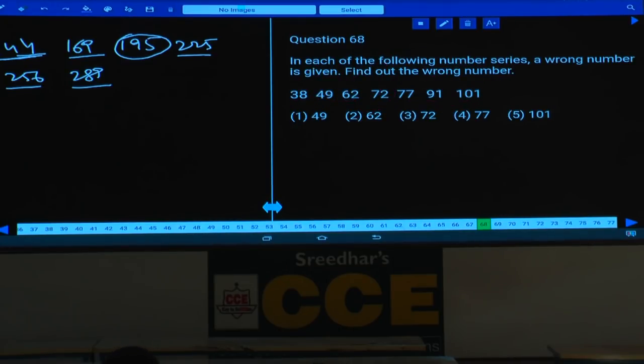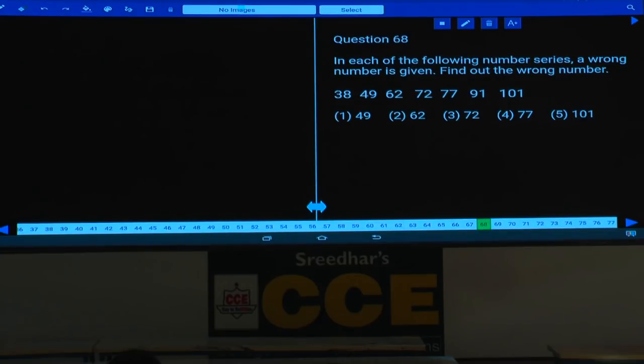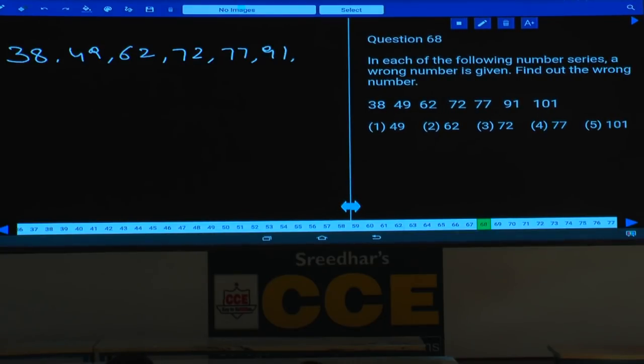Now question number 68. If you observe here, the numbers are increasing at a very small rate, hence it must be under the difference category. 38, 49, 62, 72, 77, 91 and 101. What is the difference between these? 11. Next one is 13. Next one is 10. And next one is 5. And this is 14. And the next one is 10.